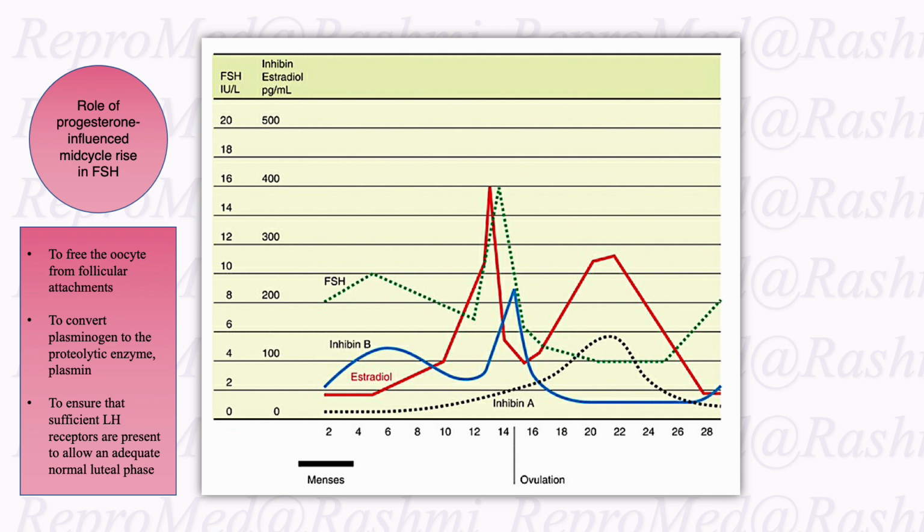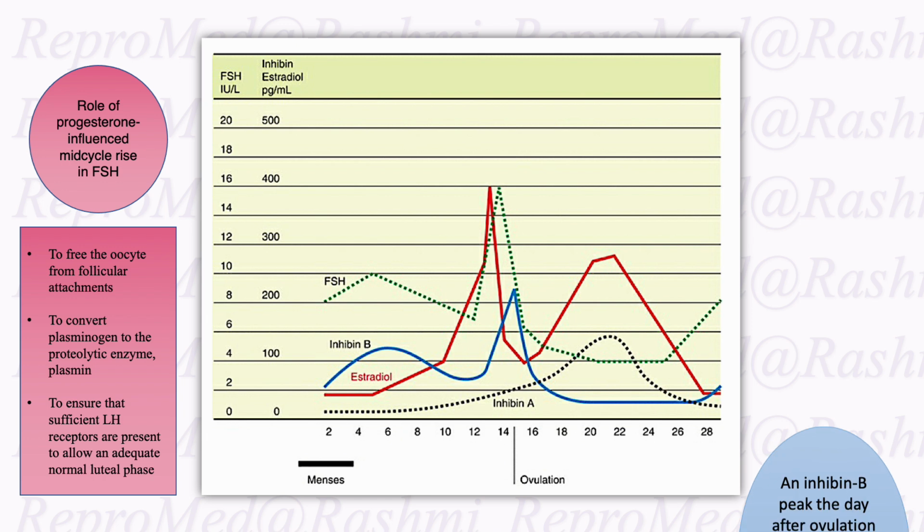It frees the oocyte from follicular attachment. It converts plasminogen to the proteolytic enzyme plasmin, which is important for follicular rupture so that the oocyte comes out. It ensures that sufficient LH receptors are present to allow an adequate, normal luteal phase.